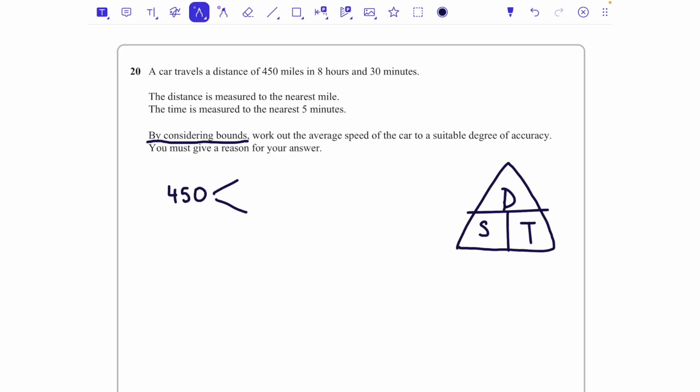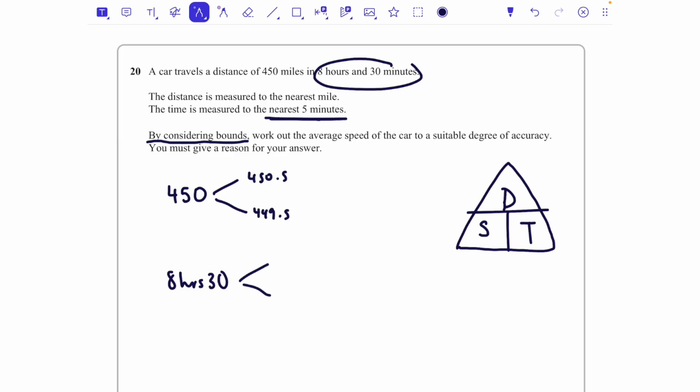Here we've rounded to the nearest 1. So we're going to go 0.5 above, so 450.5, and 0.5 below, so 449.5. So those are my two values for the distance. Now for the time, it is 8 hours and 30 minutes. So 8 hours 30, and that's been rounded to the nearest 5 minutes. So I need to go 2.5 minutes above, so 8 hours 32.5, and 8 hours 27.5 for the lower limit.